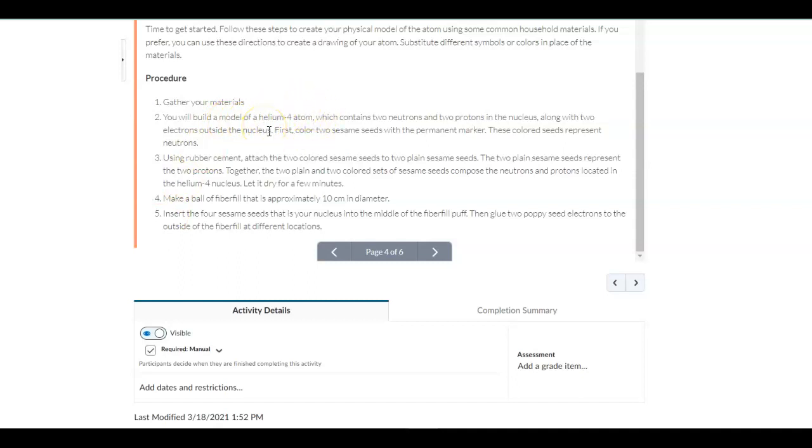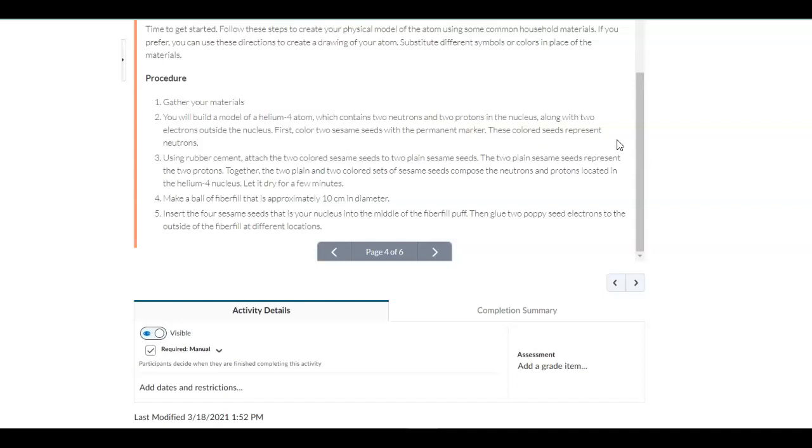So it's not just any atom, it is specific to helium, which consists of 2 neutrons, 2 protons in the nucleus, along with 2 electrons outside the nucleus. So it's telling you exactly how your model should be set up in step 2. And then it says first color 2 sesame seeds with the permanent marker. So remember, if you don't have sesame seeds, use anything else. So find 2 things that are the same, and that is going to represent the neutrons. Then it's asking you to use rubber cement and attach those seeds to 2 plain sesame seeds.